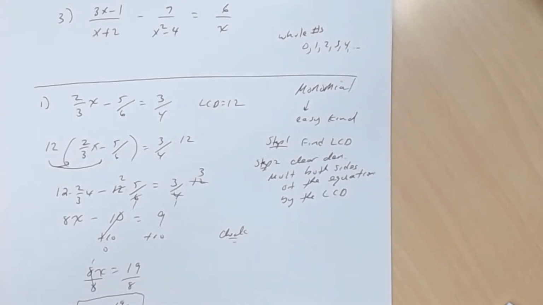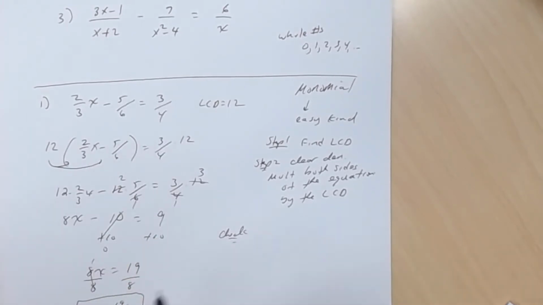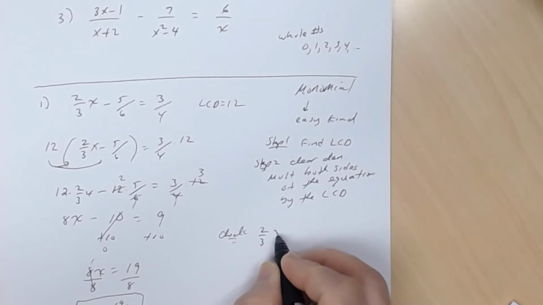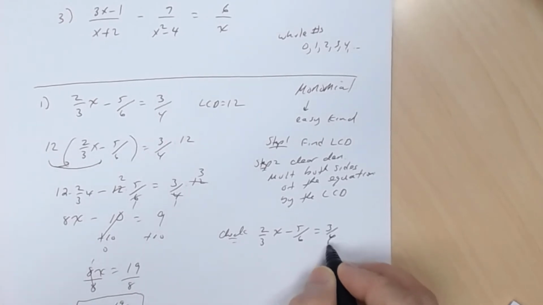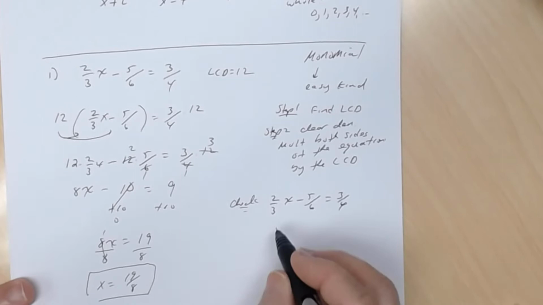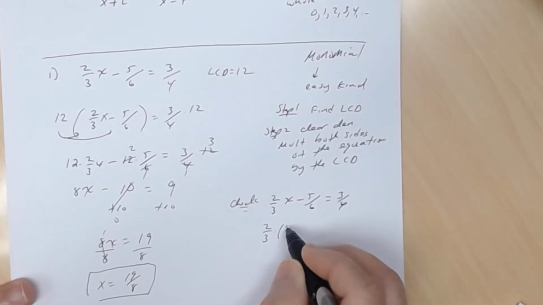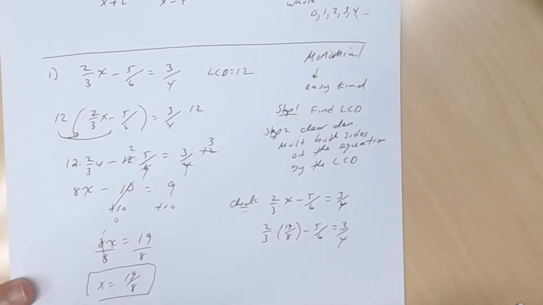And here's how you check. Remember, we've checked equations before. Always go back to the original. So I'm going to write the equation over. 2/3 times x minus 5/6 equals 3/4. Whenever you're checking, where we see the variable, you're going to substitute 19/8. So I have 2/3 times, and I'm going to put that in parentheses, 19 divided by 8, minus 5/6 equals 3/4. Okay?